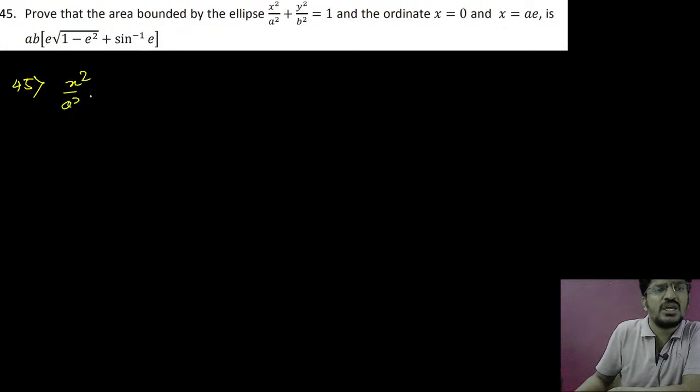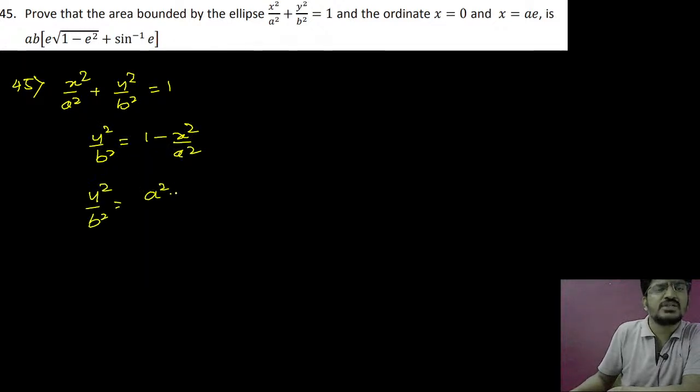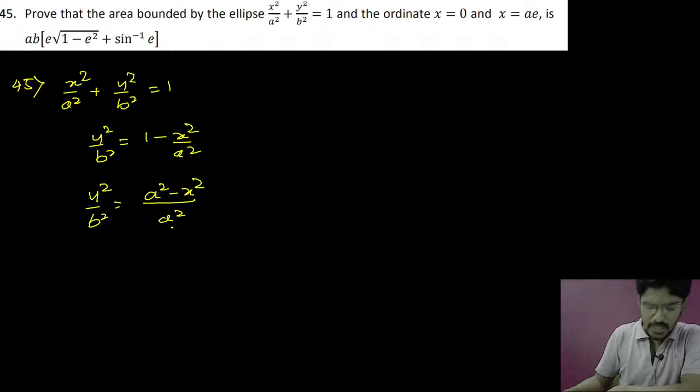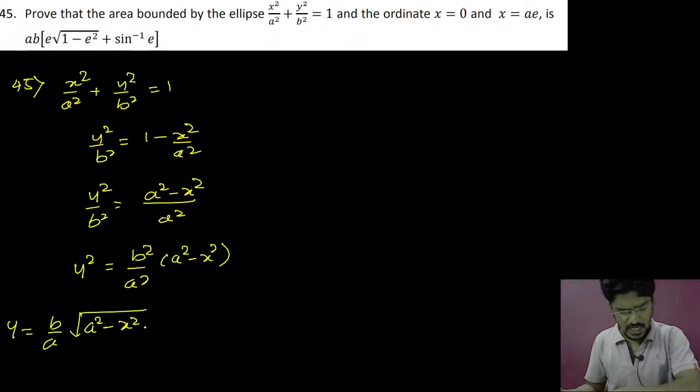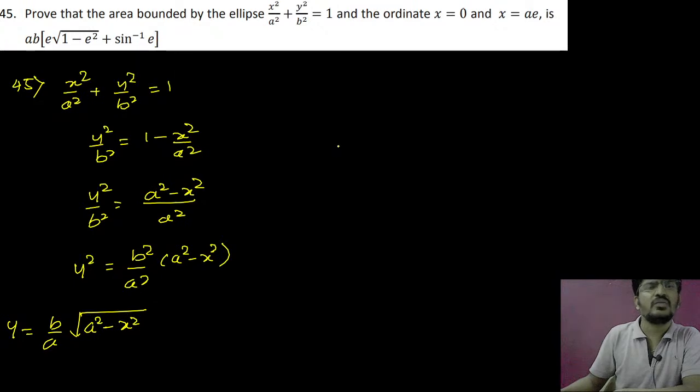That is x square by a square plus y square by b square equal to 1. You can write it as y square by b square is equal to 1 minus x square by a square. So y square by b square will be equal to (a square minus x square) divided by a square. So now y square will be equal to b square by a square into (a square minus x square). So y is going to be equal to b by a root of (a square minus x square). Okay. So here we have to find the area bounded by the ellipse.